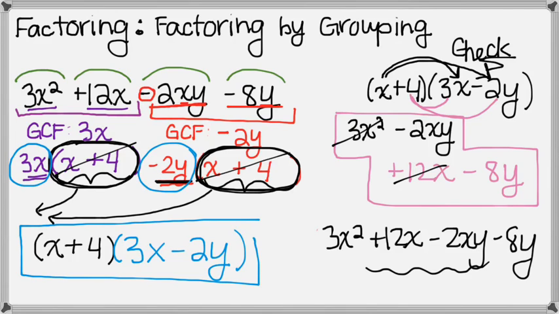So I didn't need to do that last step. That was just an extra step just to check my work, check my factorization. But our answer is x plus 4 times 3x minus 2y.